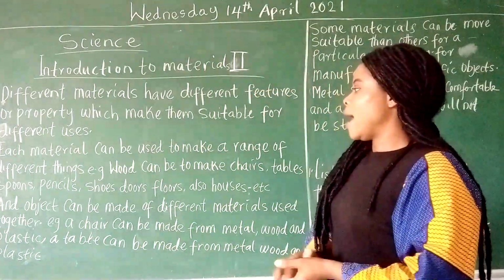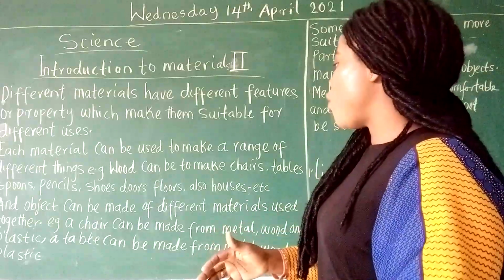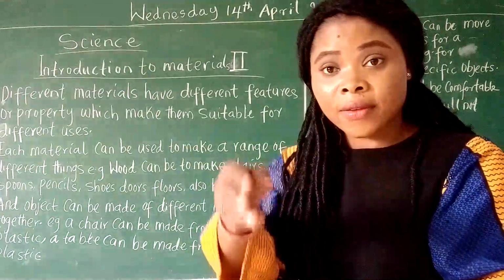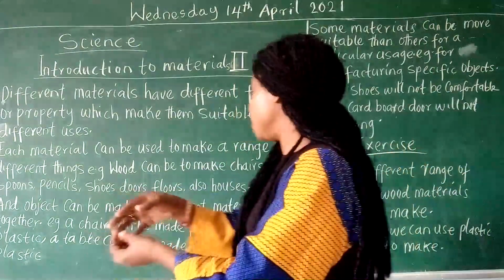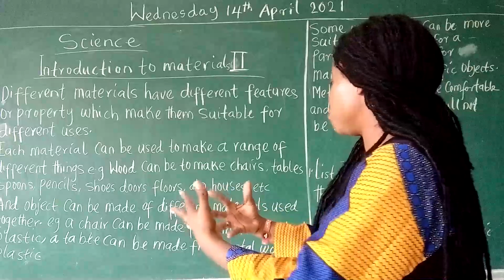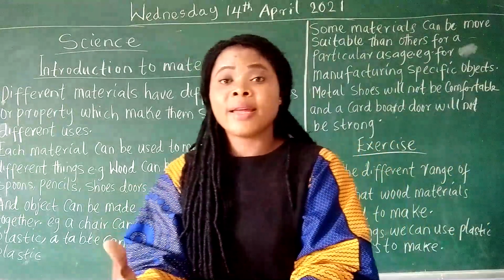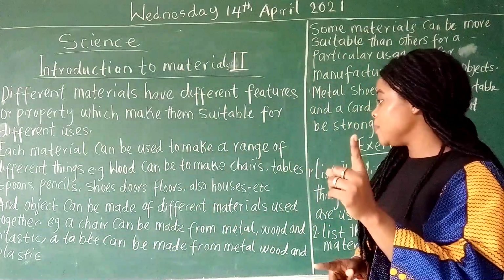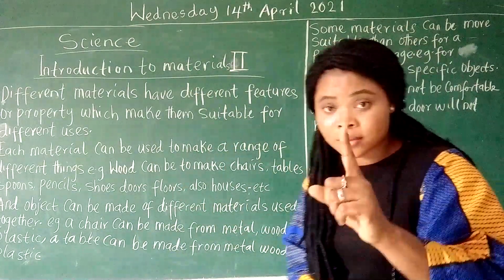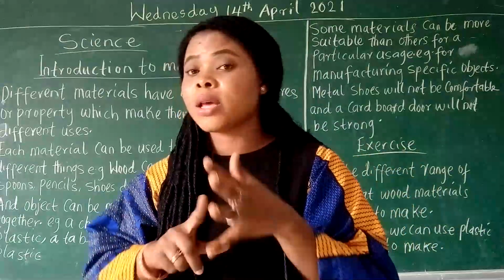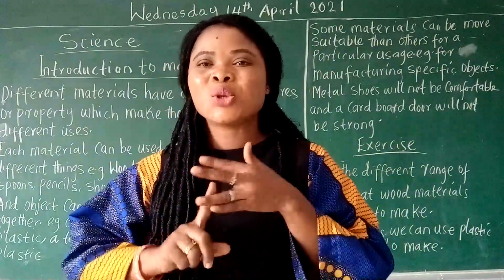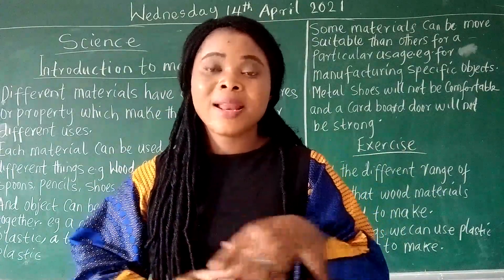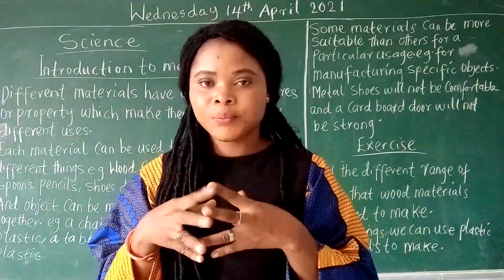Good. And objects can be made of different materials used together. There are some objects that can be made of different materials used together. What do we mean by that? For example, a chair can be made from metal. A chair can also be made from wood. A chair can also be made from plastic together.